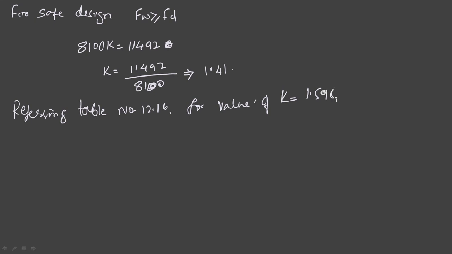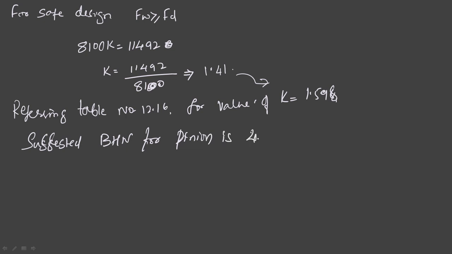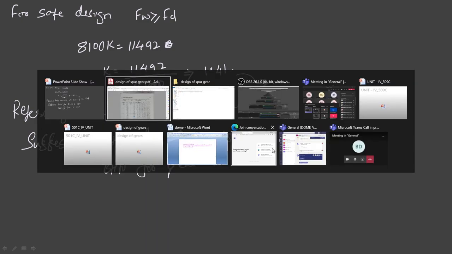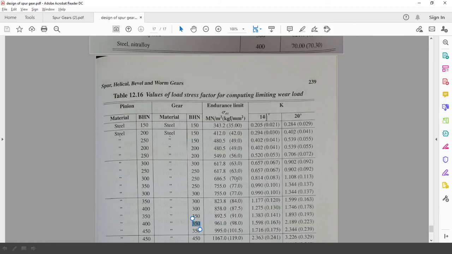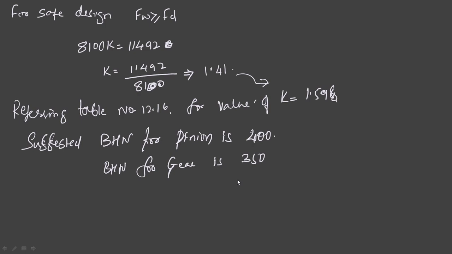1.598. As this value is not available, go for the higher one. It's suggested BHN for pinion is 400, and BHN for gear is 350. Right. Now this completes your problem.